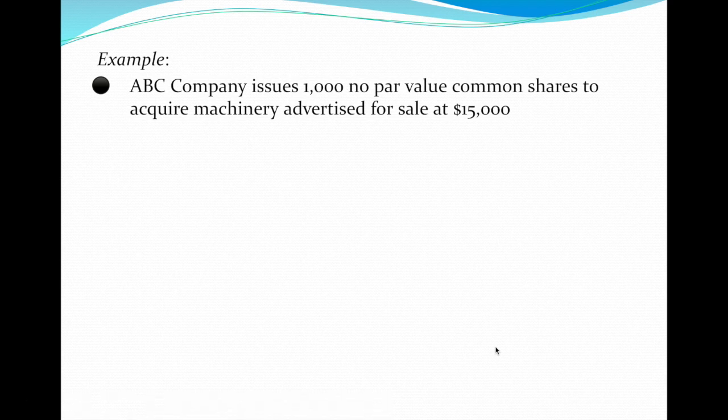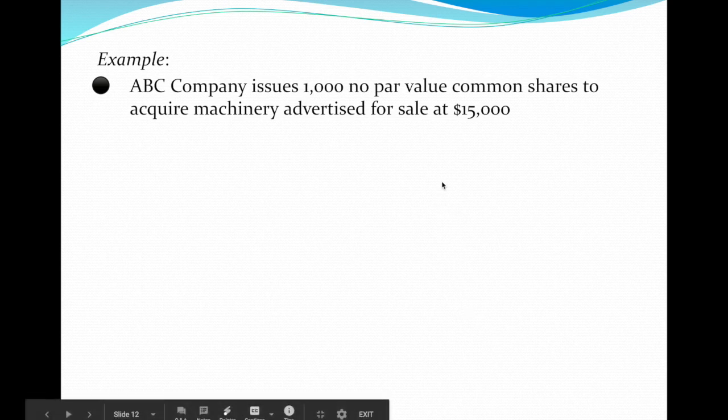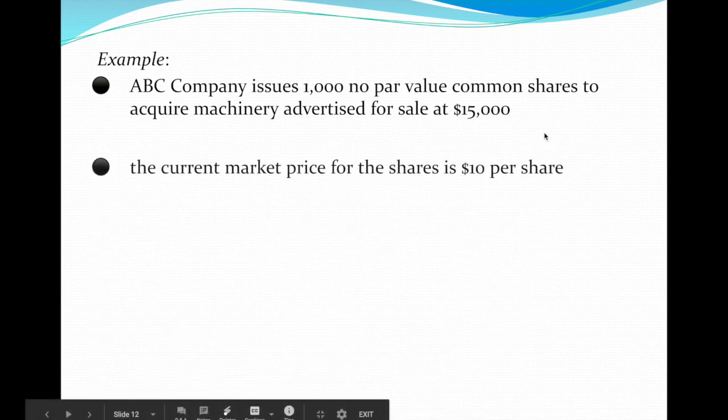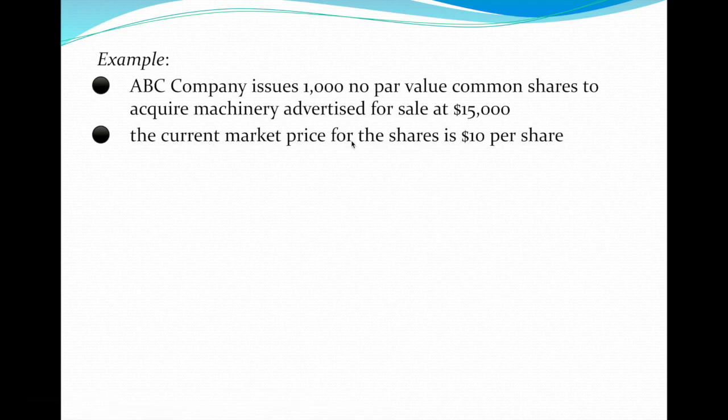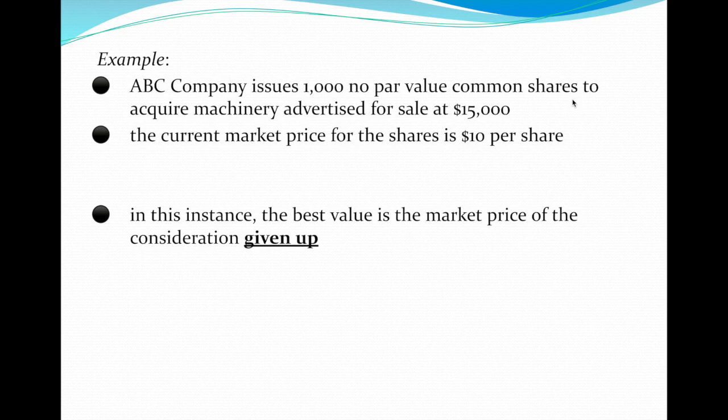So another example. ABC Company issues 1,000 no par value common shares to acquire machinery advertised for sale at $15,000. The current market price for shares is $10 per share. So now we have two sources of information, the market price and the machinery advertised cost. Which one do we use? If you said the machinery cost, then you are absolutely wrong. And you should suffer.